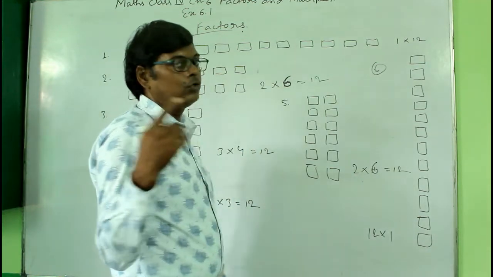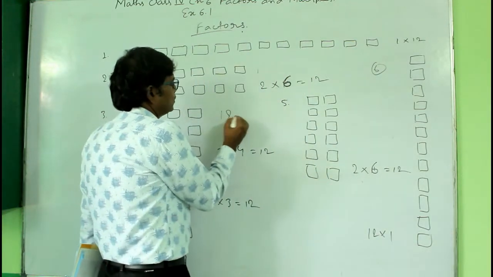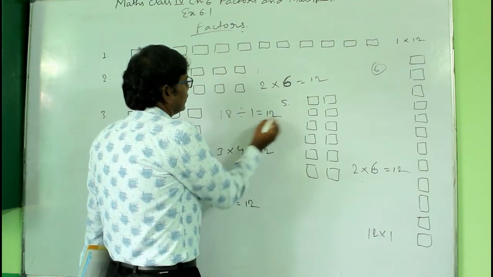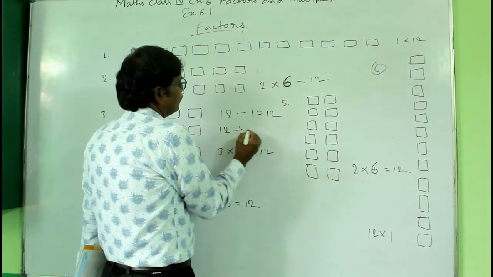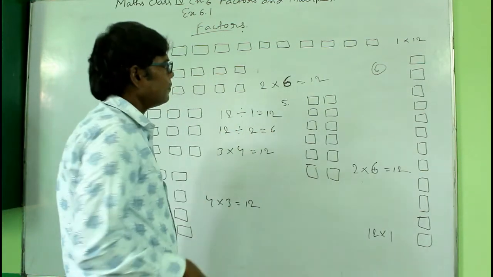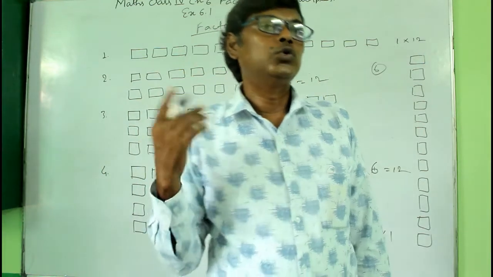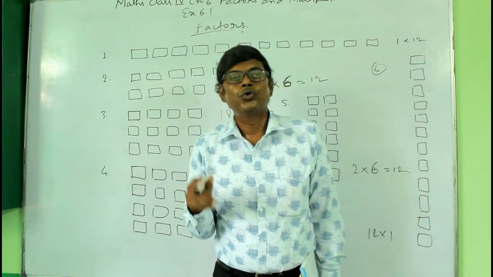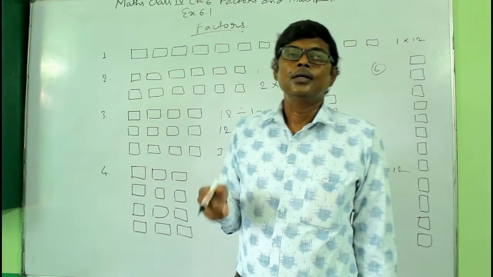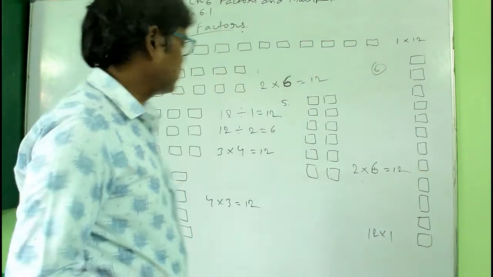Actually here you can divide 12 by 1. 12 is divisible by 1. And 12 is also divisible by 2. That is 6. And similarly 12 is divisible by 1, 2, 3, 4, 6, and 12 also. So how many factors are there in this case?